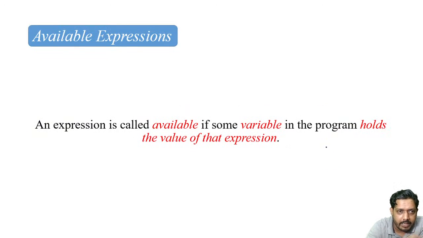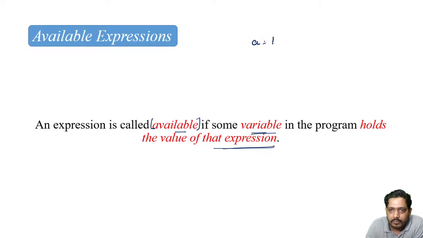So moving forward, next is your available expression analysis. What we do here is common subexpression elimination and copy propagation, two things in this case. An expression is called available if some variable in the program holds the value of that expression. Like here, a is equal to b plus b. This expression is available if some variable holds its value, so a is available here.